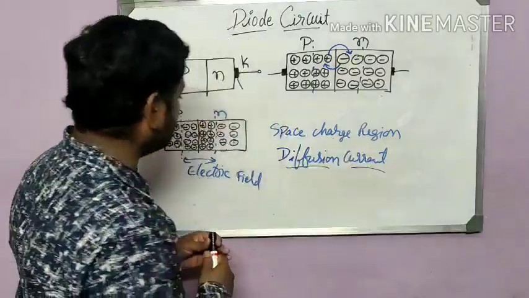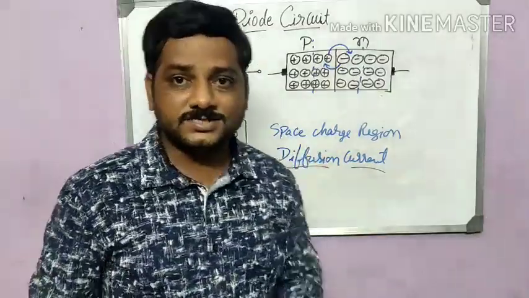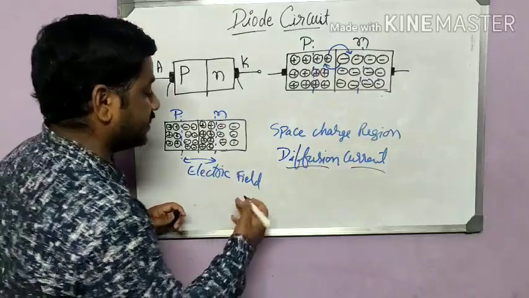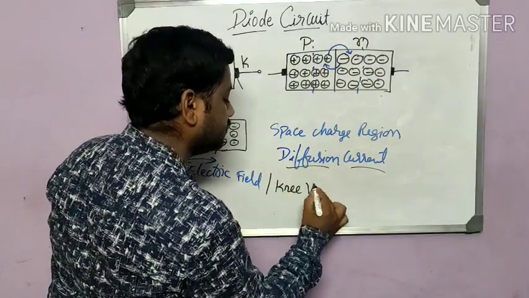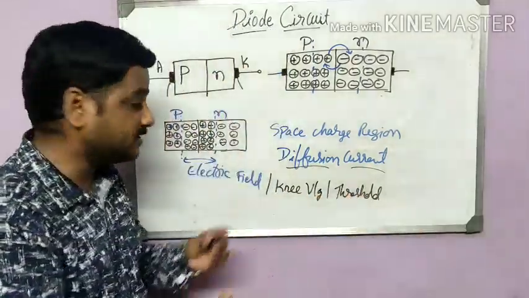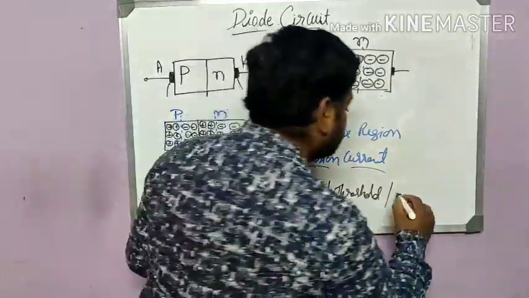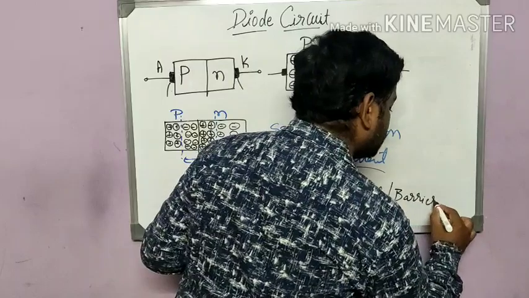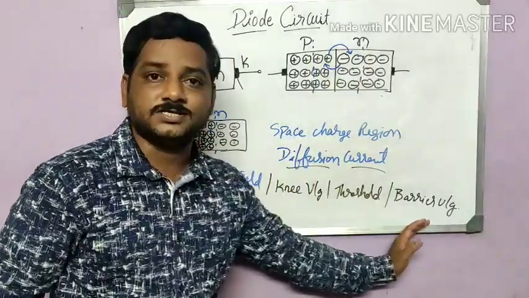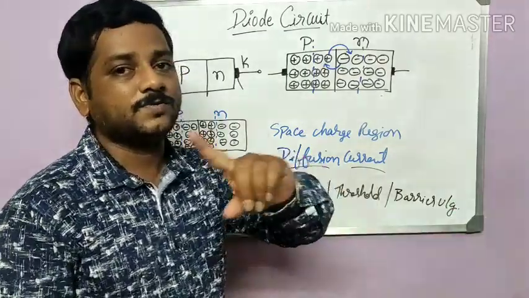So now, I hope you got a very clear concept about what is the space charge region, what is diffusion current, and what is the voltage we get in that space charge region. That electric field can be named as a knee voltage or threshold voltage. Based on the textbooks and authors, they name it like that. Threshold voltage, or barrier voltage, because that is creating a barrier for the flow of current. So we need to apply that barrier voltage, the minimum that is required. Until and unless you give that minimum voltage, the diode will not conduct.